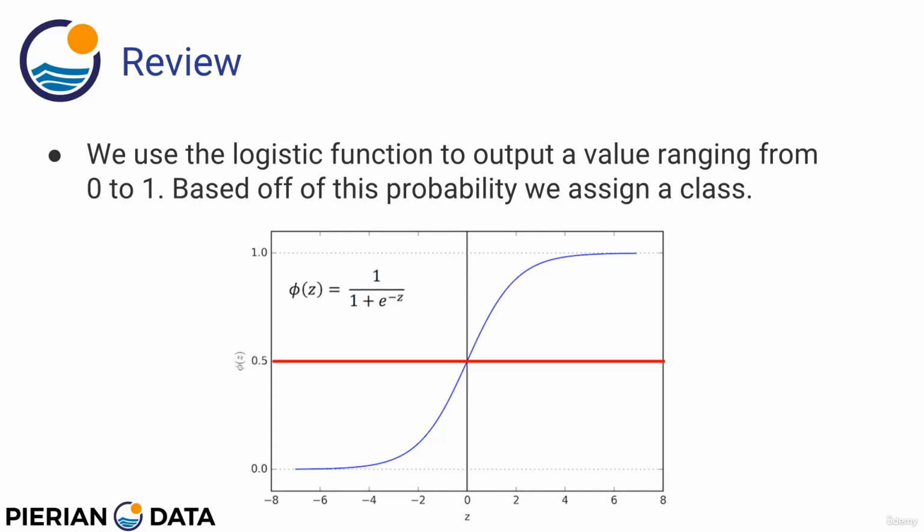Based off of this probability, we will assign a class by putting a cutoff point at 0.5, which makes sense because we want to say if the probability is 50% or less of belonging to class 1, then we should classify this as class 0 in our binary classification. If we have a probability of 0.5 or above of belonging to class 1, we'll go ahead and assign this new point to class 1.